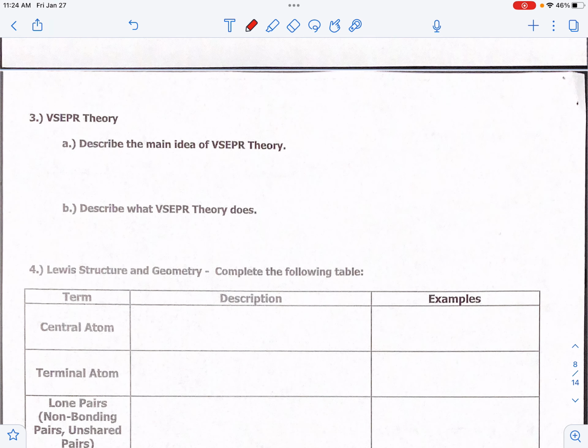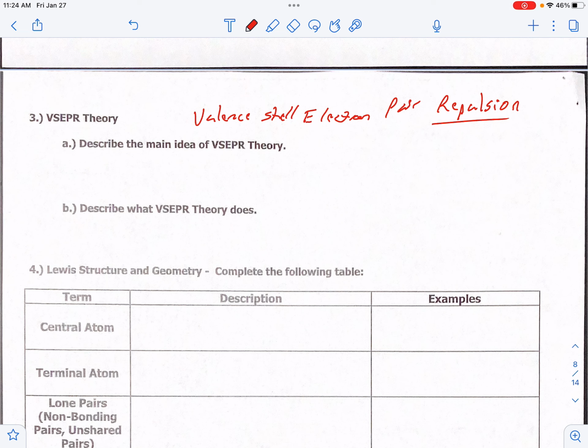Okay, let's move on to the next part. We have VSEPR theory. VSEPR just stands for valence shell electron pair repulsion. The keyword there is repulsion. Whenever you have atoms that make up a compound and they attach to that central atom, they don't like each other. So they repulse each other, and they want to get as far away from each other as they can.